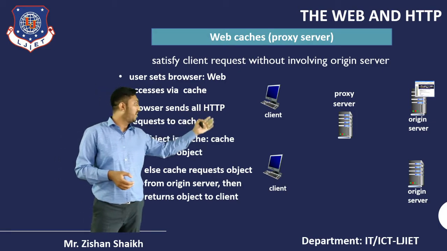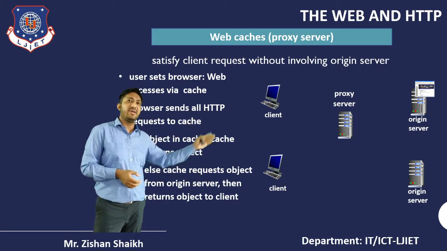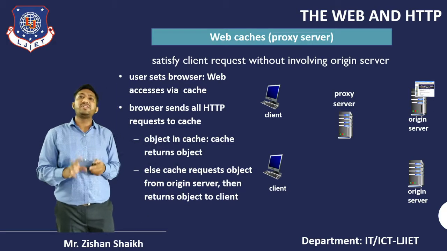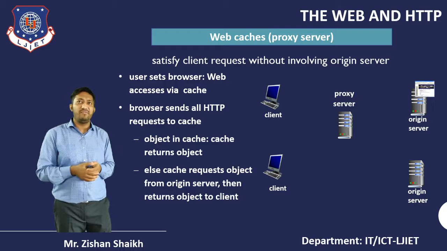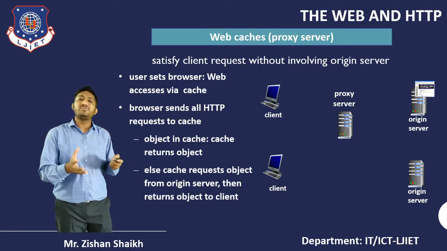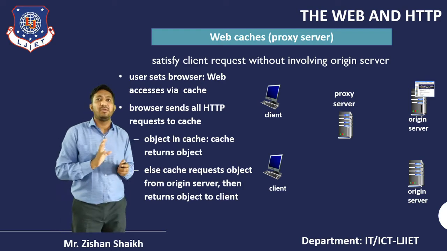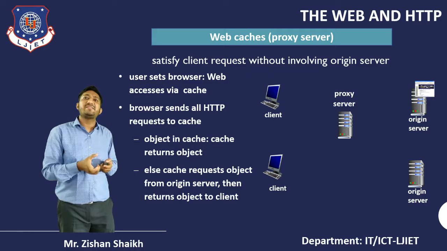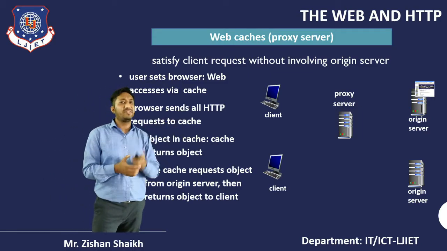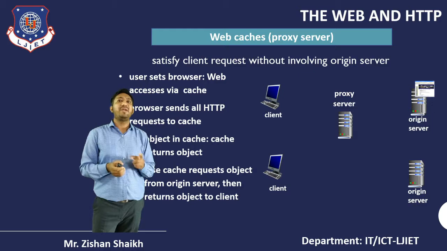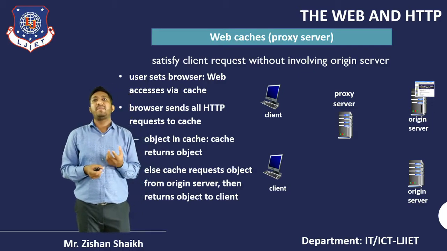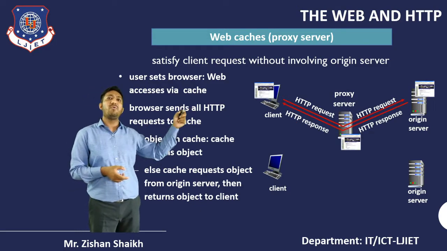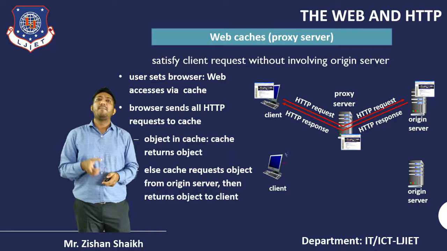Let's understand this scenario with the help of this image. There are a number of clients and a number of servers, that is the original servers. In between, my proxy server is available. The user's browser does web access, and we are using the web access via cache memory. The browser sends an HTTP request to our cache server. If the object is in the cache, it returns the object from the cache memory; else the cache requests the object from the original server. So if our data is not found in the cache memory, the request goes to the original server. This is how the task is performed by the proxy server.